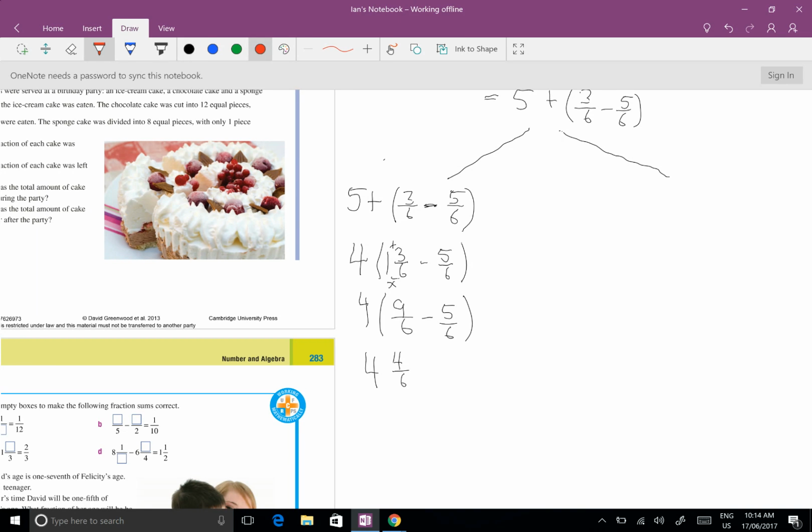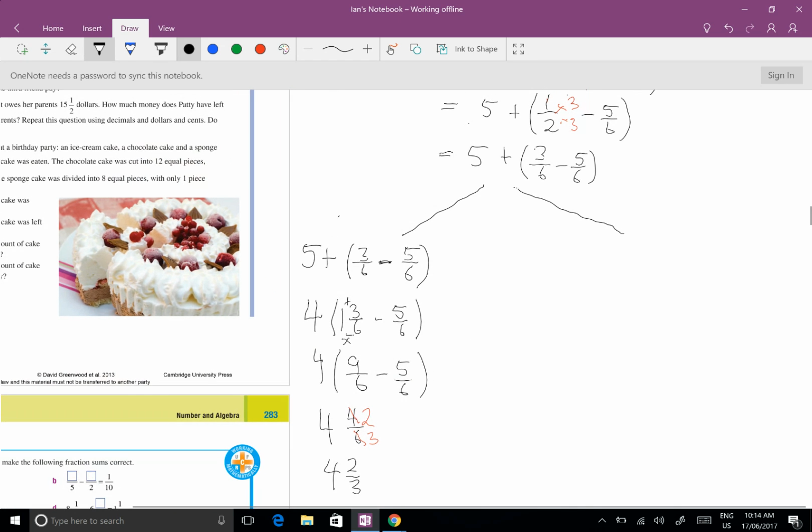Oh, and look at this, even more. I can cancel. 2 goes into 4 twice, and 2 goes into 6 3 times. Wow, this was a hard one. 4 and 2/3.